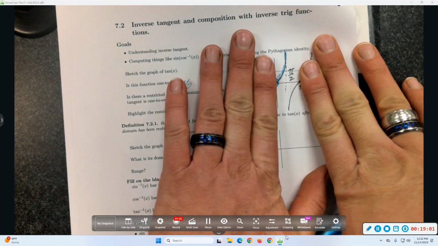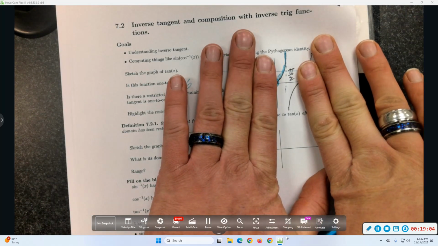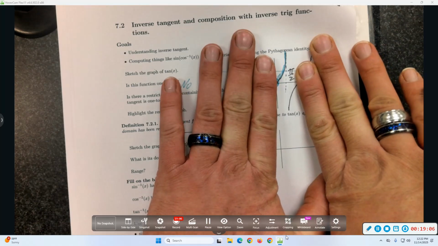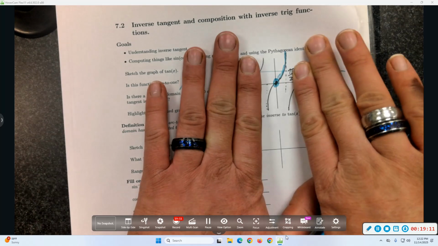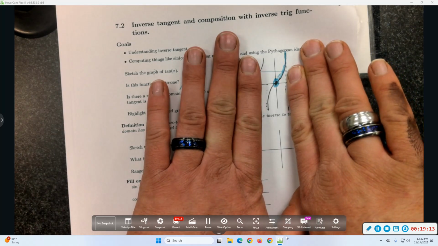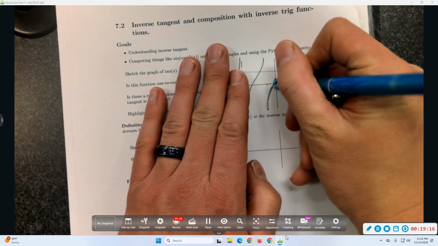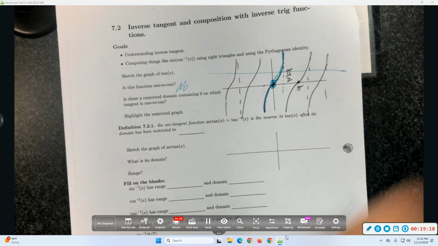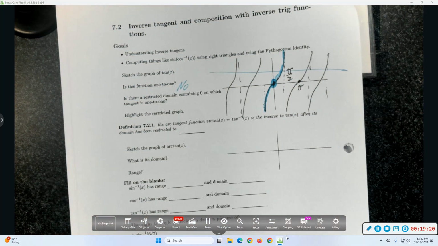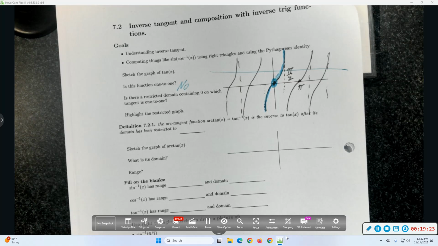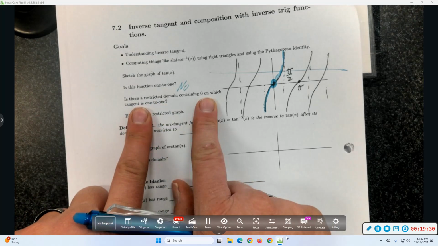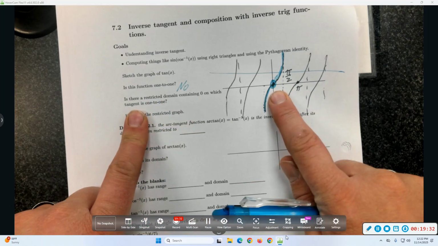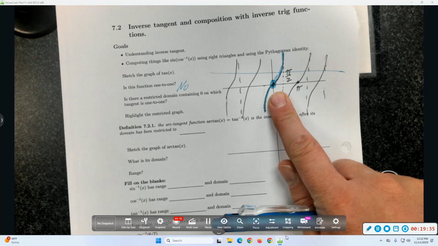If you saw that much graph, would you say that's one-to-one? Yeah, so you could use that to define inverse tangent, but you shouldn't, because it'd be nicer to have that piece of the graph. Cool. So there is the piece of the graph that I will use to invert to get inverse tangent. Is there a restricted domain containing 0 on which tangent is one-to-one? It looks like I can use that. What have I restricted the domain to?